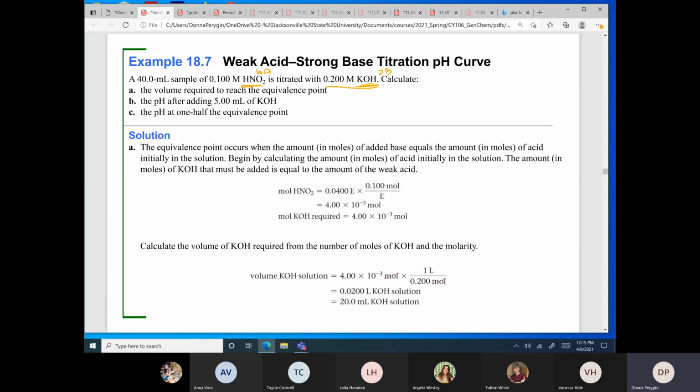Then we have to figure out how much we have left over of each thing and what region we're in. In the first step, we have to do a stoichiometry problem. Then in the second step, we have to do an equilibrium problem, because this has a weak acid. If you have a weak acid or a weak base, you have to work an equilibrium problem in the second step. We're asked to calculate the volume required to reach the equivalence point, the pH after the addition of 5 milliliters of KOH, and the pH at 1/2 the equivalence point.